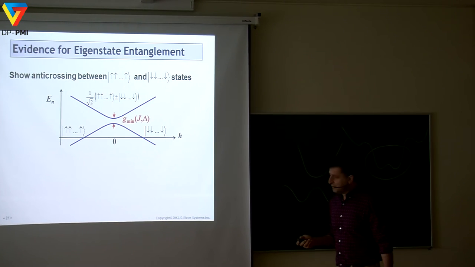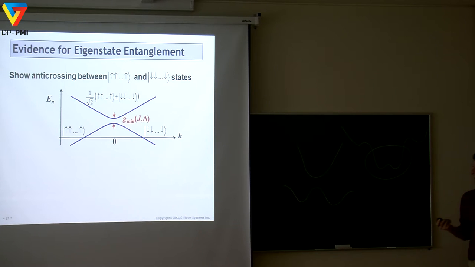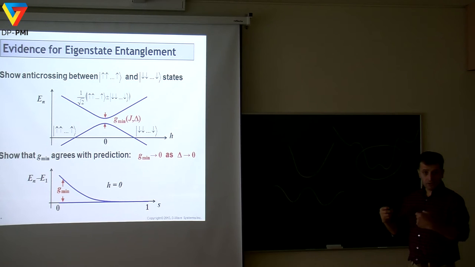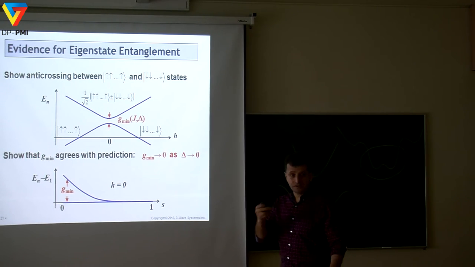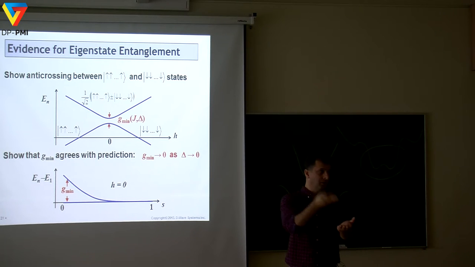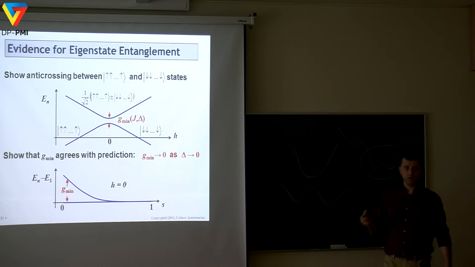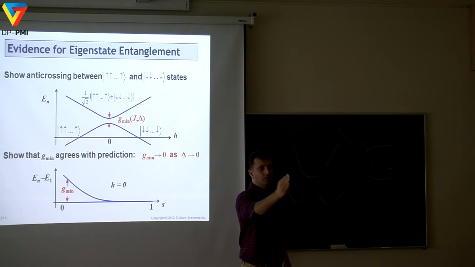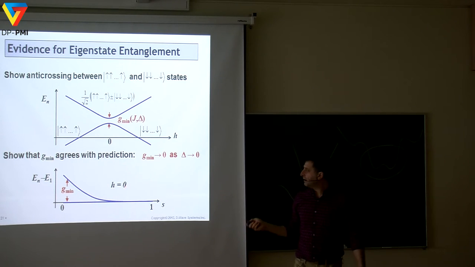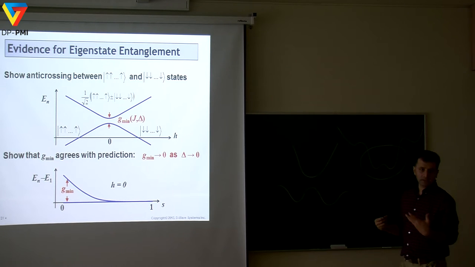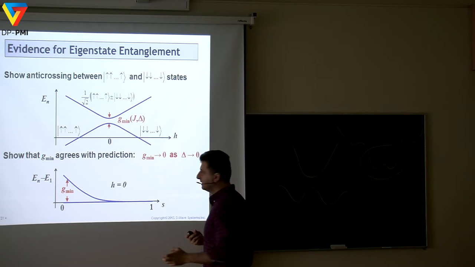The first thing you can do, as the first evidence of eigenstate entanglement, is to look at anti-crossing. But to see anti-crossing, you need to see the spectrum. Also, to make the argument more rigorous, you have to show that the gap that exists here is opened because of tunneling. To show that, you remove tunneling and show that the gap closes. As you increase S, I showed you before that the coefficient of sigma X vanishes as a function of S, as a function of time. So as we move our Hamiltonian toward the end, this gap should close to zero because tunneling is removed. That was the first thing we wanted to do: show that this anti-crossing exists and the gap closes as a function of the annealing parameter.